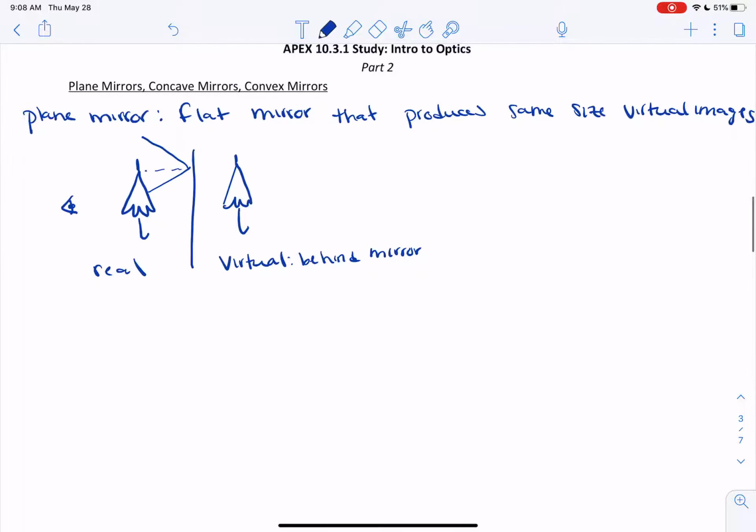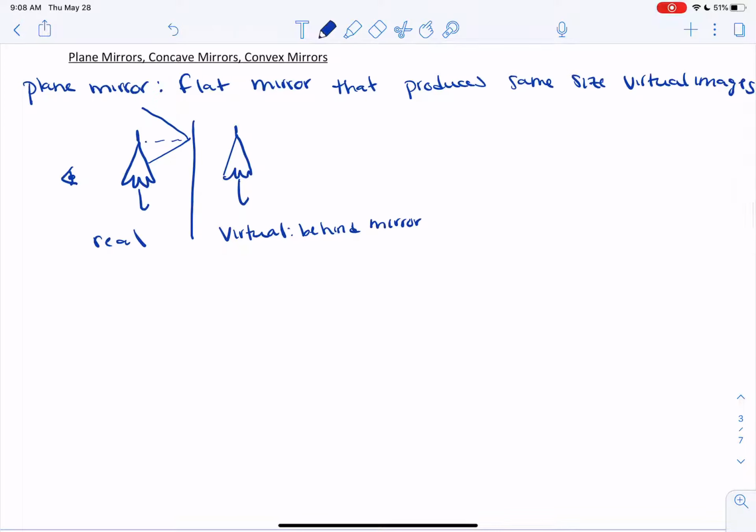We also have concave and convex mirrors. So a concave mirror looks like this. I draw these lines on the back to show that that's where the wall is, okay? And it curves in. And then a convex mirror, it curves out, sort of like the opposite.